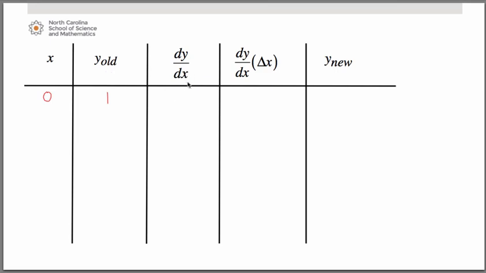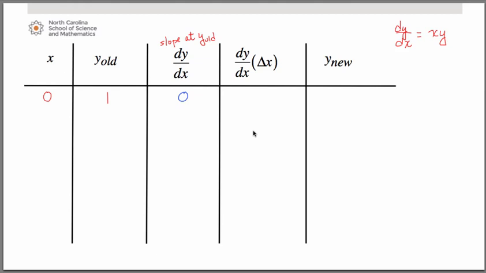If you think of the formula, the next thing I need is my slope, my dy/dx. This is really the slope at the old y value. And all I'm going to do is substitute into the derivative I was given. Now in this example, remember I was given that dy/dx is equal to x times y. So if I substitute my x and my y into this differential equation, of course I get 0.